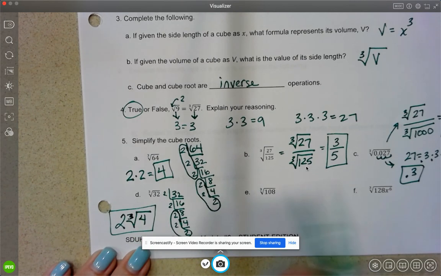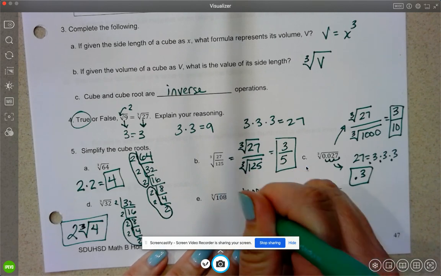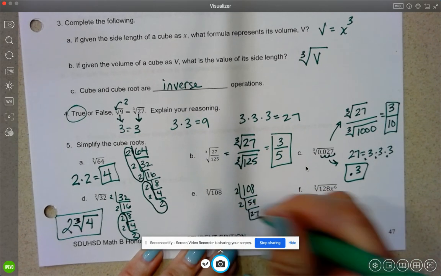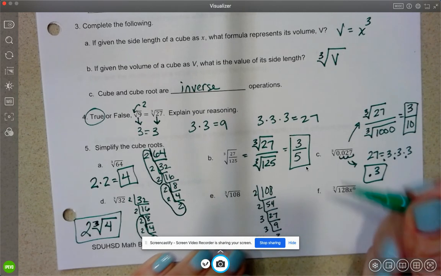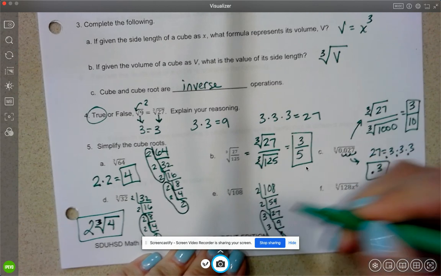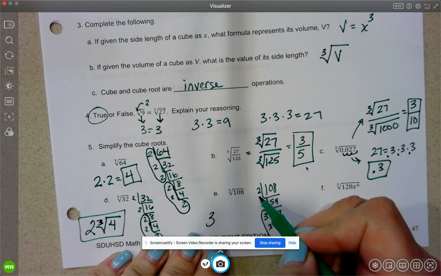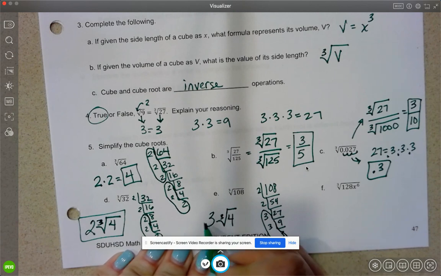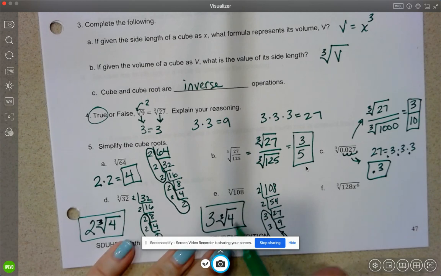All right, let's try 108. So 108, you can start dividing by 2, 54, divide by 2, 27. Okay, 2 doesn't go into 27, so I'll try 3. So 3, 9, 3, and 3. Okay, I have a group of 3's here. So I'm going to take that outside. And then what do I have left in? 4. So I have 3 cube root of 4. And it kind of looks strange having a 4 left in there because we're used to having square roots and it coming out, but there's no cube roots inside of 4.